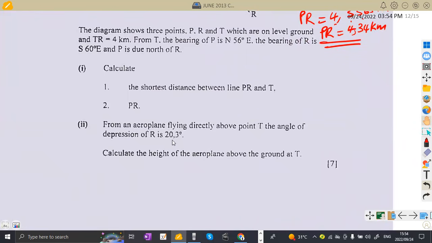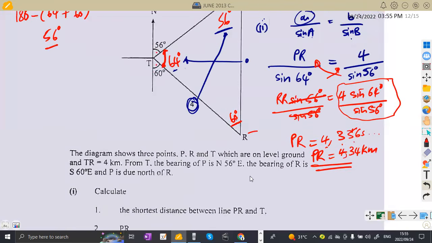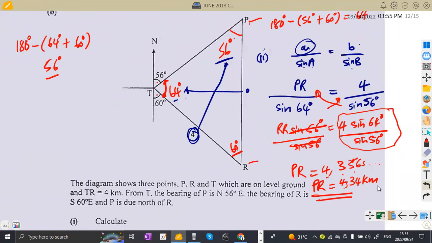From an aeroplane flying directly above T, the angle of depression of R is 20.3 degrees. Okay, guys, this is what is happening. There is an aeroplane flying directly above the point T. This is our point T here. Remember the angle of elevation, you are looking down from the top at T, where the aeroplane is flying. So from T we are looking down to point R here.